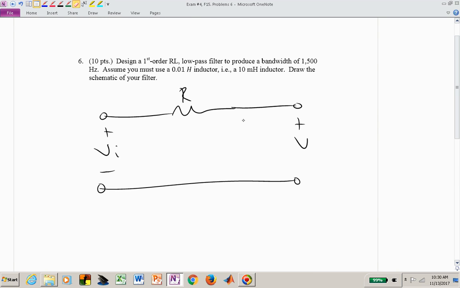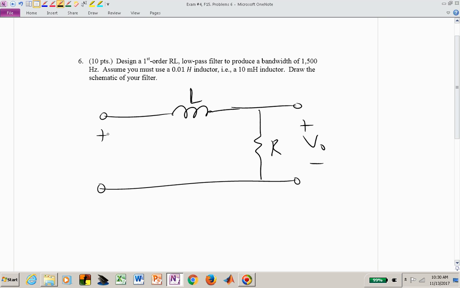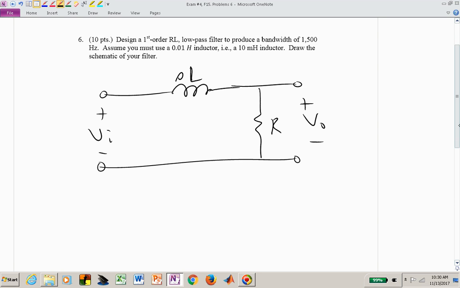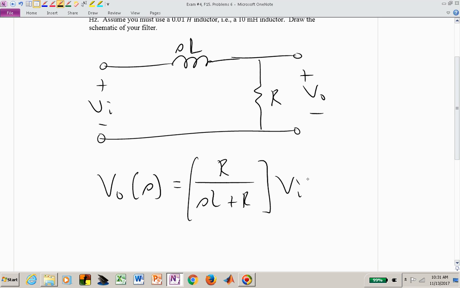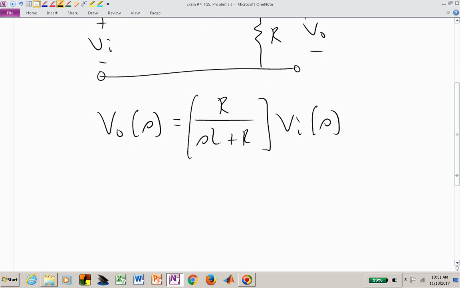And what you can do then is say, well, then I must only have one more option in terms of orientation or arrangement of these L's and R's. So here's R, here's L, and let me hope that this particular combination is going to work. So that now I have, in terms of Laplace transform notation, V sub 0 of s via voltage divider is R over sL plus R, oh good, this is looking better, times V sub i of s. This now has a pole in the denominator, nothing in the numerator, so I'm going to be flat, and then I'm going to be rolling off.